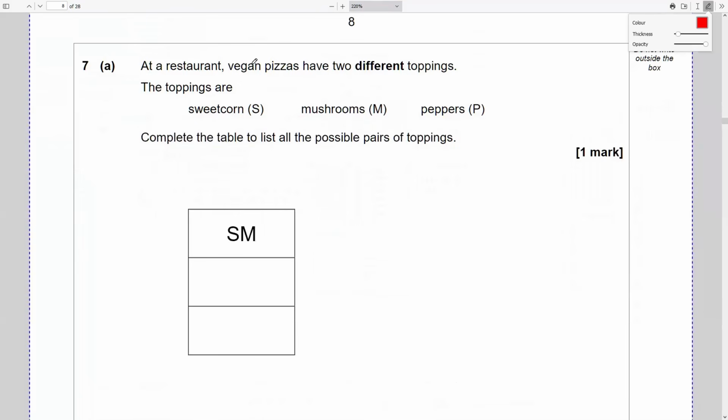At a restaurant, vegan pizzas have 2 different toppings. The toppings are sweet corn, mushroom, peppers. Complete the table to list all the possible pairs of toppings. Well, we can have sweet corn and mushroom, sweet corn and peppers. We can have mushroom and peppers. And we've already got that one. Yeah, that's it.